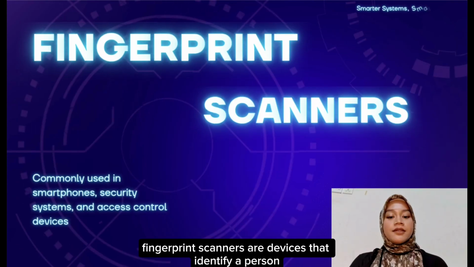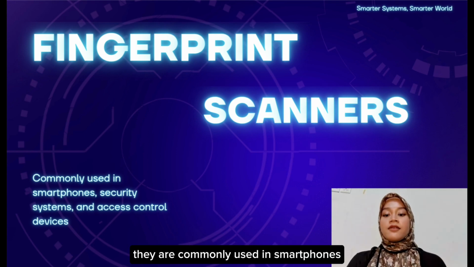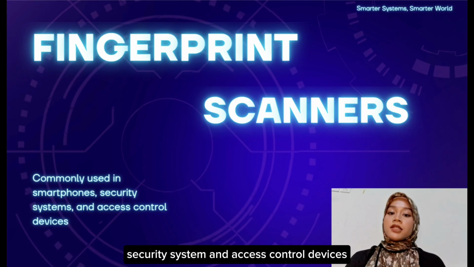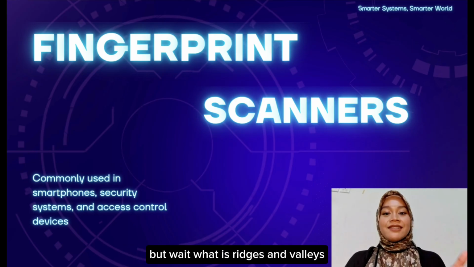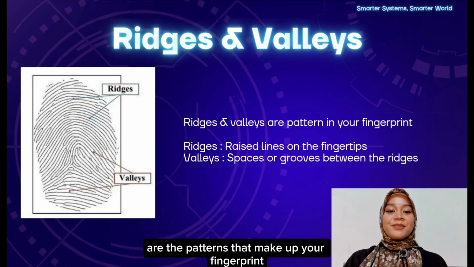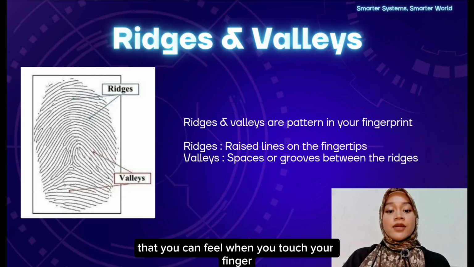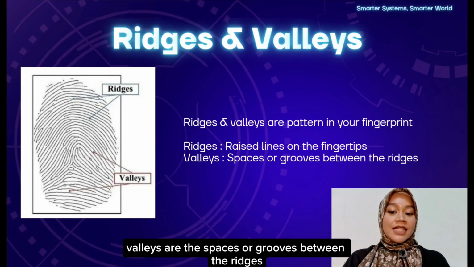Fingerprint scanners are devices that identify a person by scanning the unique patterns of ridges and valleys on their fingertips. They are commonly used in smartphones, security systems, and access control devices. But wait, what are ridges and valleys? Ridges and valleys are the patterns that make up your fingerprint. Ridges are the raised lines on your fingertip that you can feel when you touch your finger. Valleys are the spaces or grooves between the ridges.